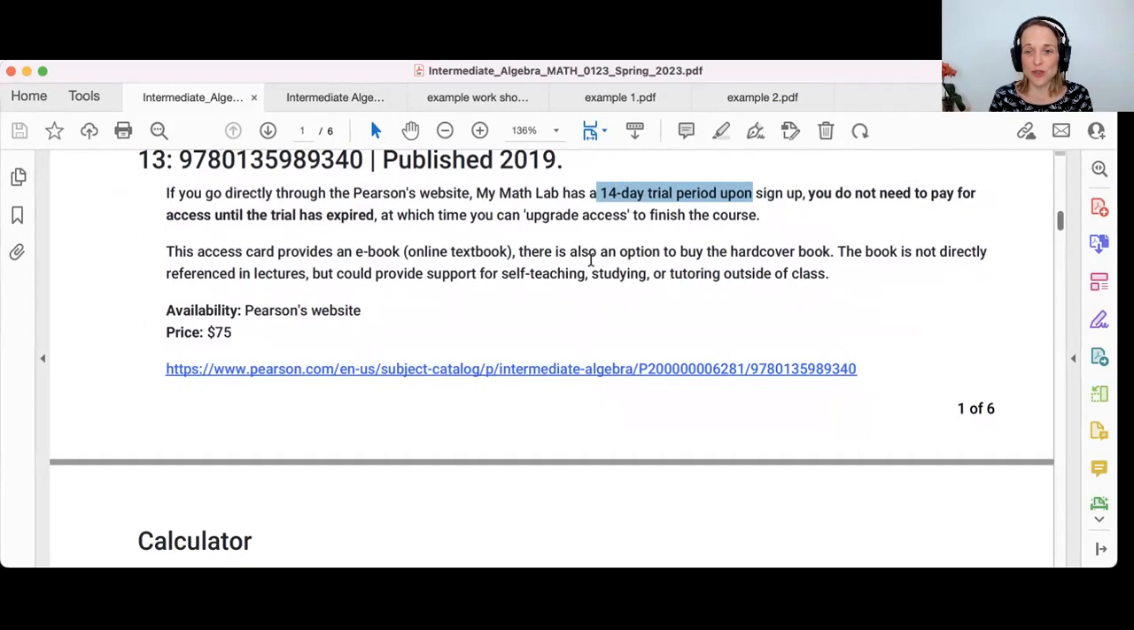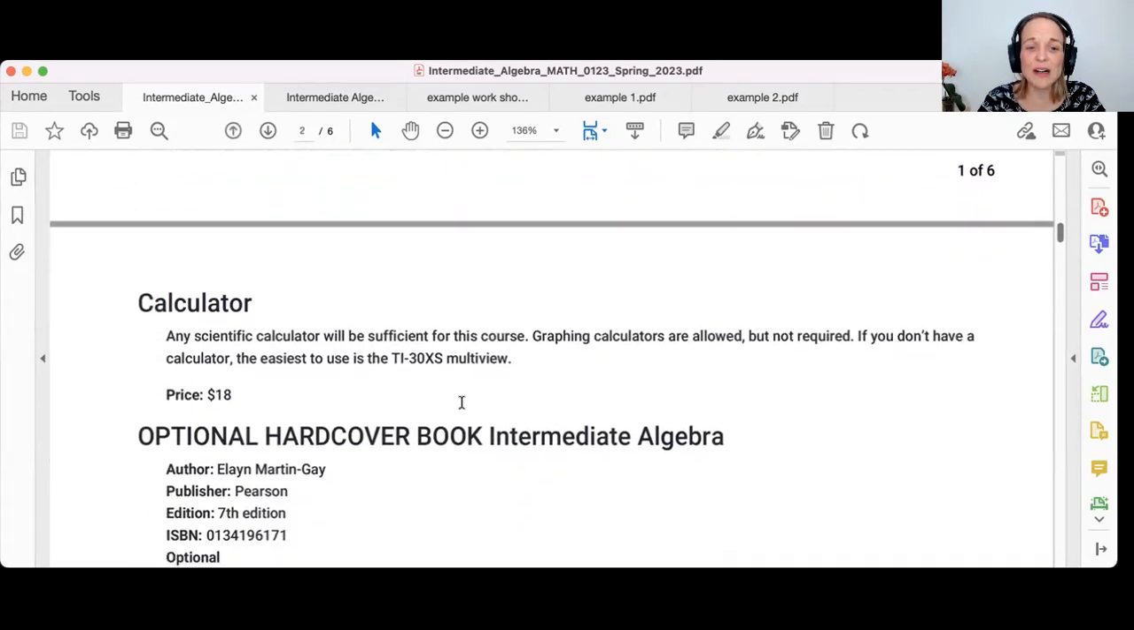You just do the trial period, and once the trial period is up, you see that you've done 2 weeks worth of work, you're ready to commit to the rest of the semester. So I know that's a lot of money.